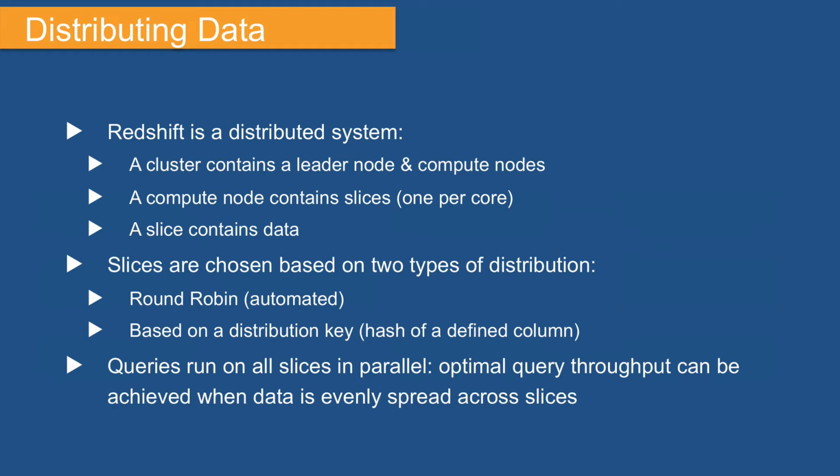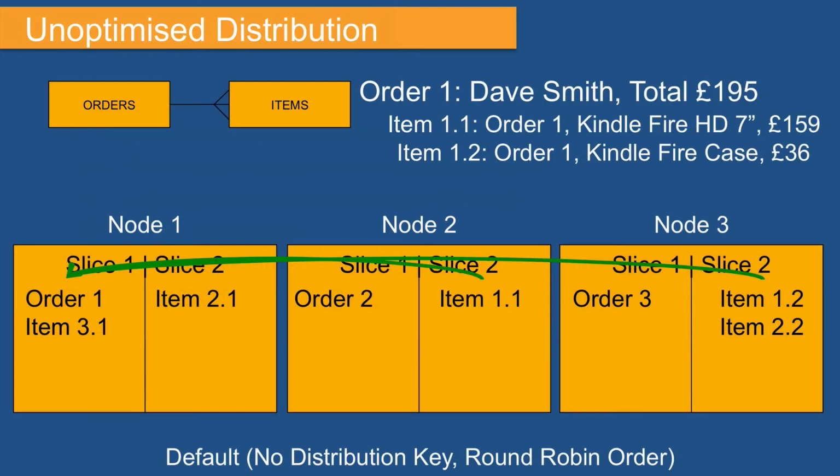And there's a couple of ways in which those slices might be chosen. The first is round robin, but the second is based on distribution keys, which is a hash of a defined column within your database. And queries, for optimal performance, should run on all slices in parallel with data evenly spread across slices. And if you don't distribute your data appropriately across slices, you can end up with a suboptimal distribution essentially.